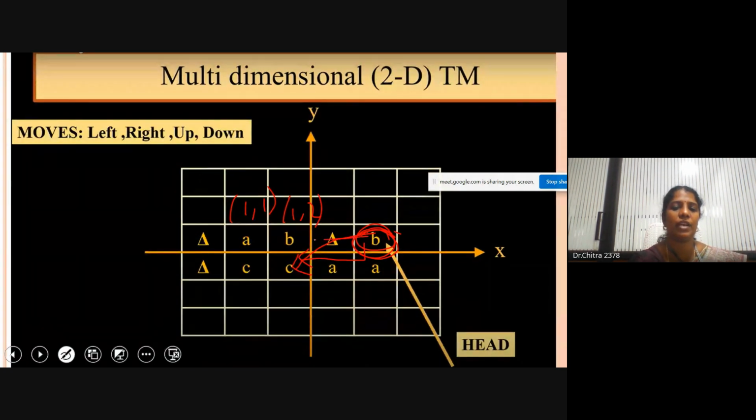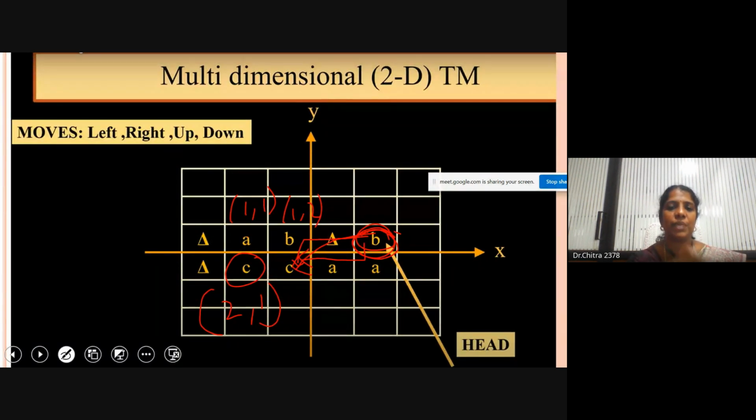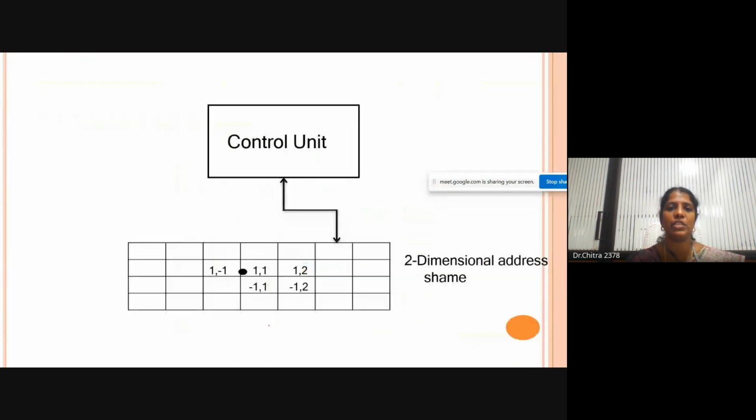Or use left, left, right. Suppose this position is 2, 1. If you give the position, automatically the head tracks the second row, first column, and the head is placed here. So in this multi-dimensional Turing machine, only one head is there, but the head can be moved to the upper position, lower position, right-hand position, or the left-hand position. That is the concept behind the multi-dimensional Turing machine.